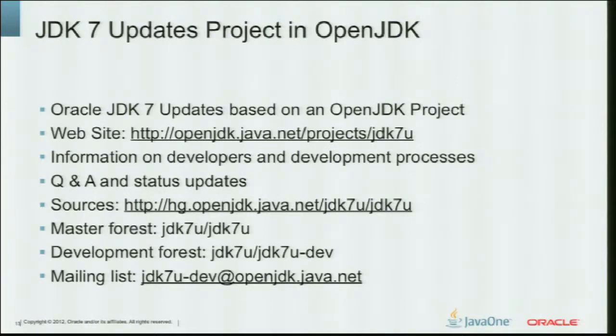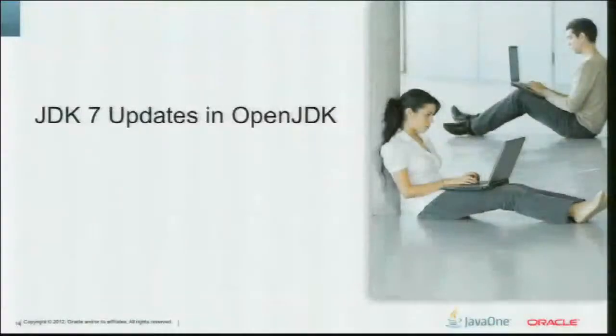Right. And there's, of course, the mailing list. And on this mailing list, JDK7U-dev, that's actually where all the work happens on the updates. So that's where you go to when you have questions, when you have code you want to contribute back, when you have fixes and so on. All right, so this is the general structure about how all these things fit together, right?